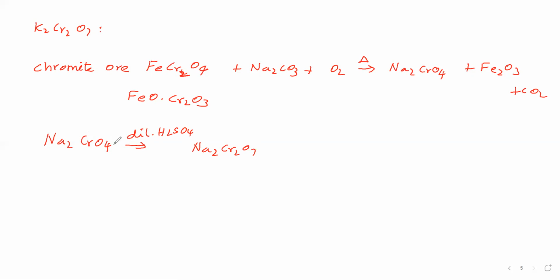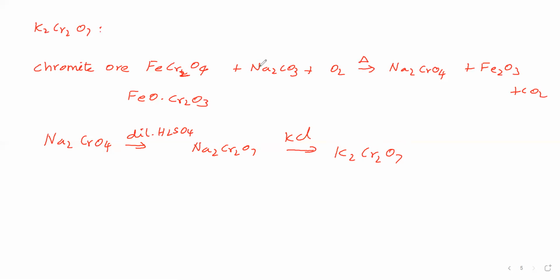Then to this sodium dichromate, potassium chloride solution is added. The sodium ion and potassium ion get exchanged, and we get potassium dichromate, K2Cr2O7. Now, potassium dichromate is less soluble in water, therefore it will be crystallized, whereas sodium dichromate is more soluble in water. So, to prepare potassium dichromate, we take chromite ore.